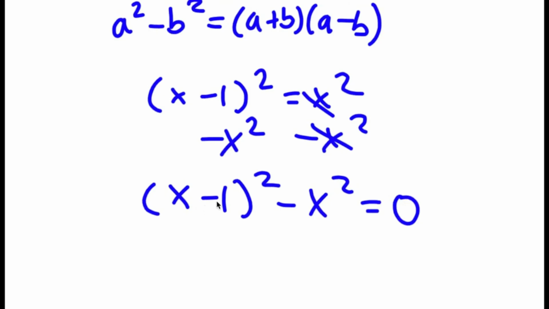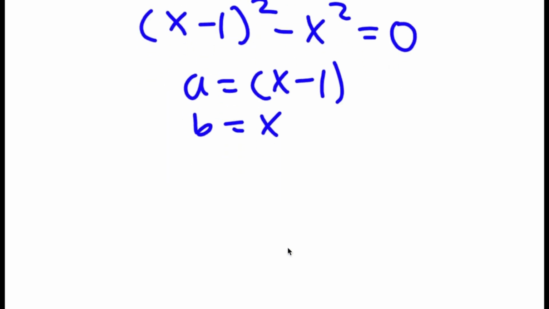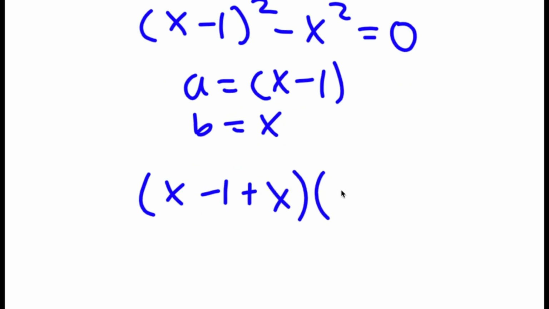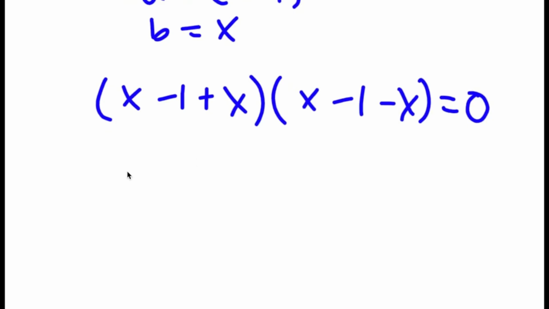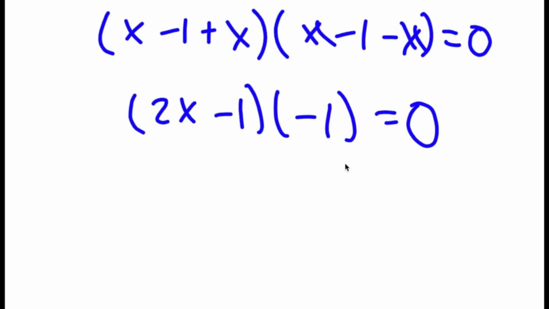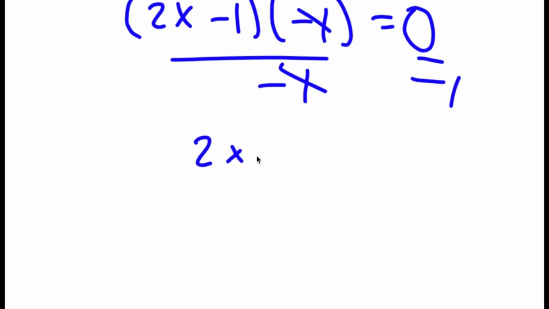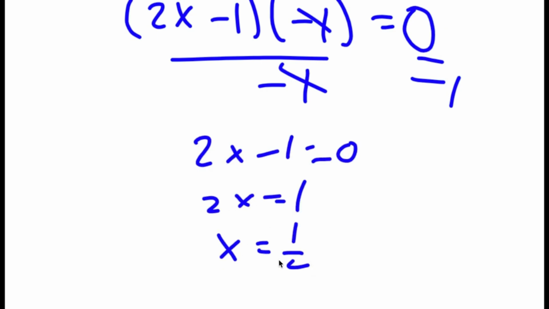And now notice how this is in the form a² − b². a is x − 1 and b is x. So now I have (x − 1 + x) times (x − 1 − x) is equal to 0. So x − 1 + x, that's the same thing as 2x − 1, times x and negative x, these two cancel out, so negative 1 is equal to 0. So now if I divide both sides by negative 1, these two cancel out, and I get 2x − 1 is equal to 0, meaning 2x is equal to 1, and x is equal to 1/2. That's my second method.